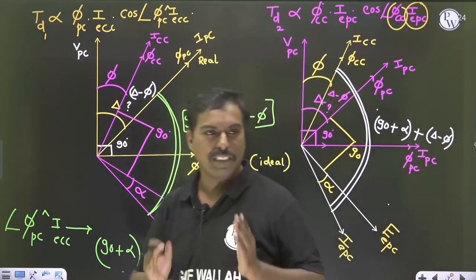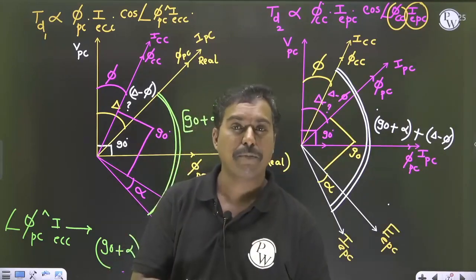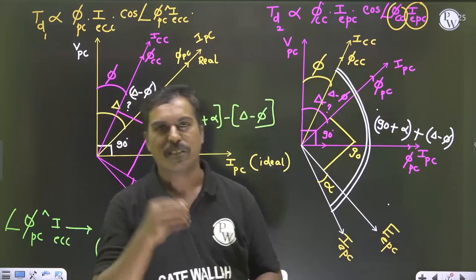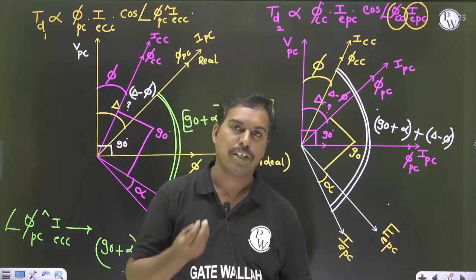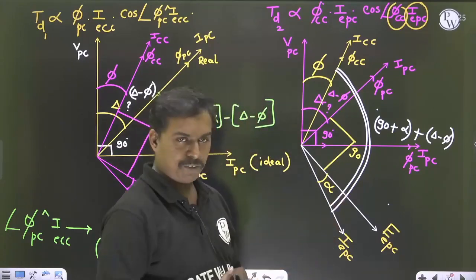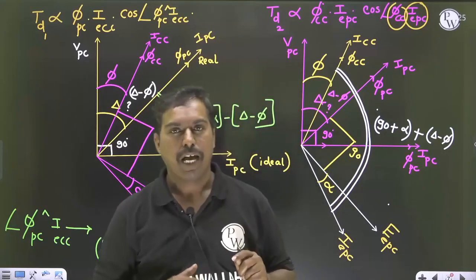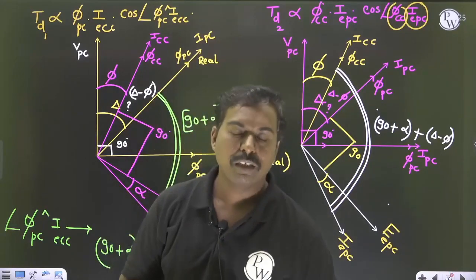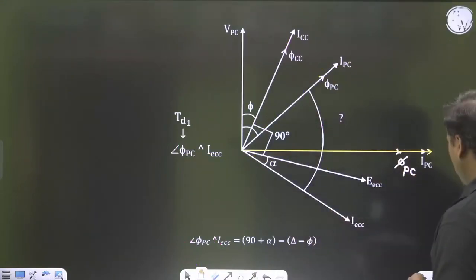These two phasor diagrams are very, very important, and that's why I have spent a lot of time here. But understanding the phasors is very difficult for the IM students, but they have to practice. They should know the basics, and from the basics they can get it. Always remember, the voltage and the current in a pure inductor will be at 90 degrees to each other. Okay, so now these are the torque expressions I got.